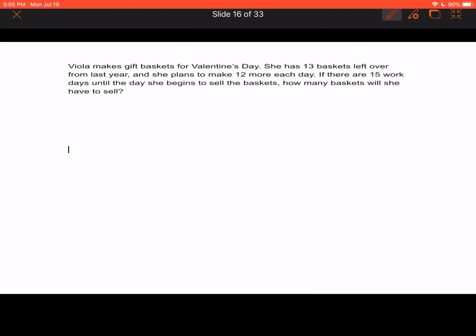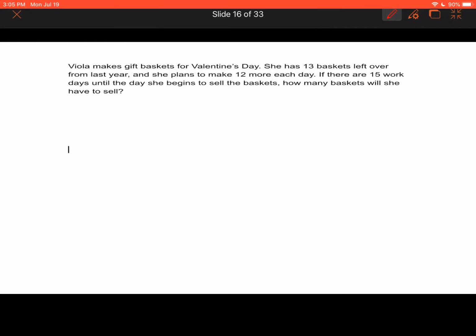Here I'm going to show how to solve word problems using our knowledge about arithmetic series and the various formulas we have learned to solve those problems. First problem is Viola makes gift baskets for Valentine's Day.